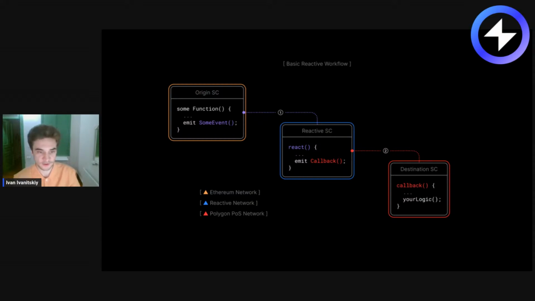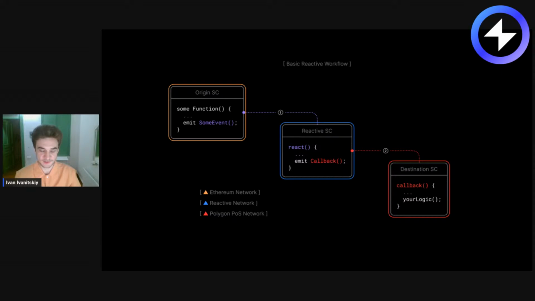Then the reactive smart contract does its own logic. So it's a full EVM Solidity smart contract. So it has a state, it has the Solidity language for you to describe any conditions, to check any conditions, and to describe any processes that you want. And then in the end of it, if all the conditions are met, it's supposed to emit a callback event. And a callback event is a special event in reactive smart contracts, which starts the execution of the transaction on a destination smart contract.